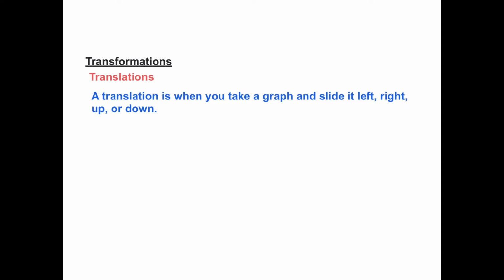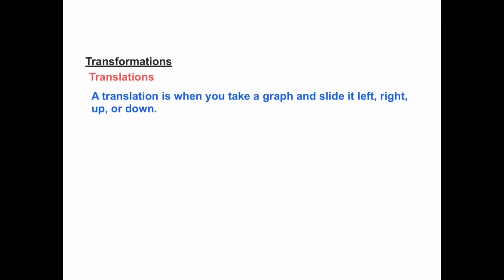Now, sometimes we can combine more than one translation together. We can slide things right and down. Sometimes we can slide them left and up, or left and down, or right and up. Okay? But the shape of the graph won't change. Just the position of it would.